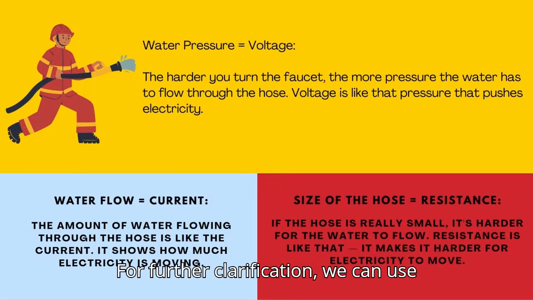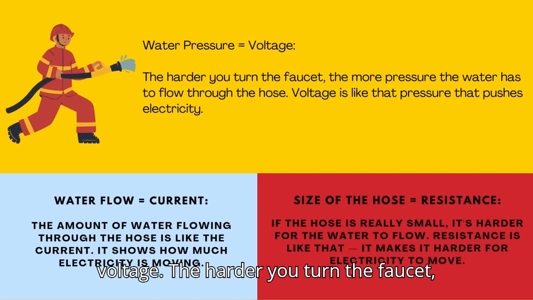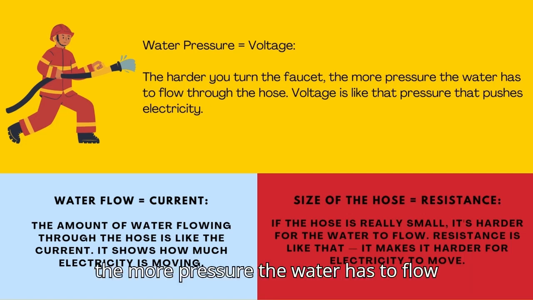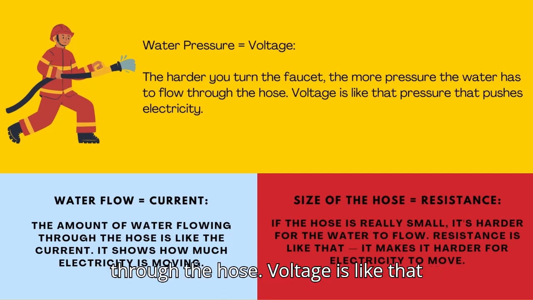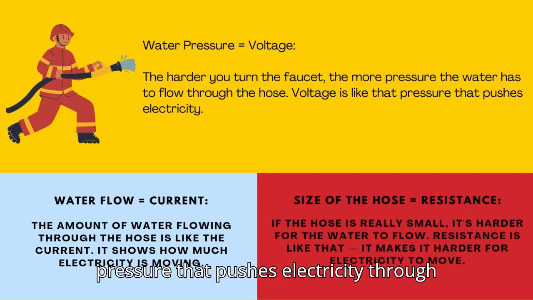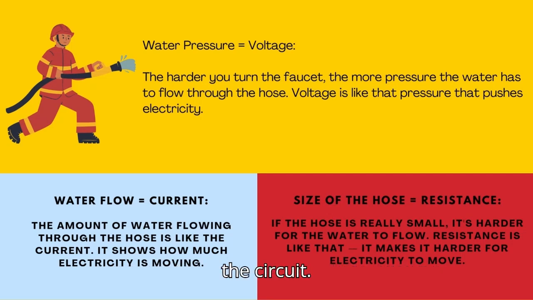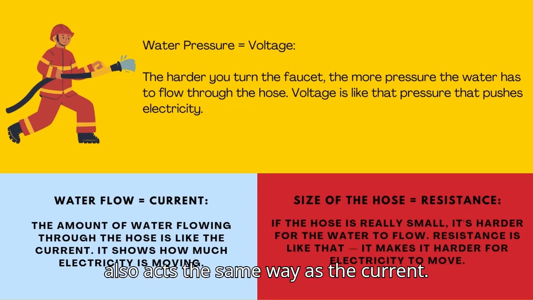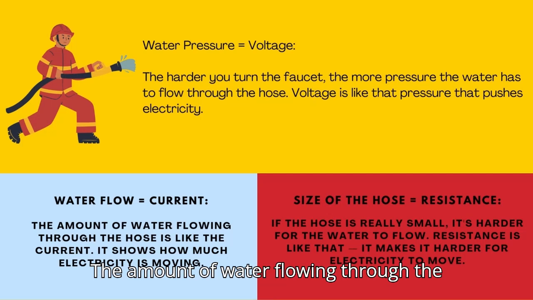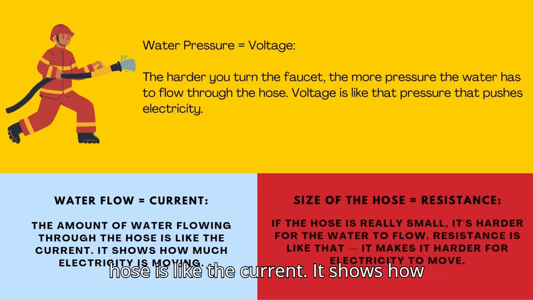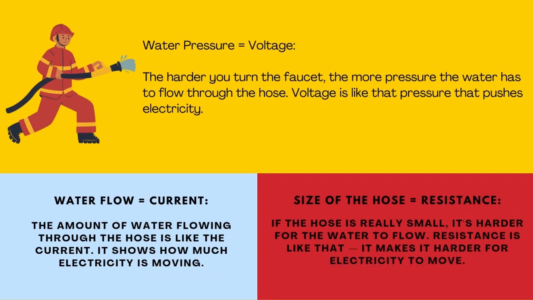For further clarification, we can use the analogy of a water hose. The water pressure acts like voltage. The harder you turn the faucet, the more pressure the water has to flow through the hose. Voltage is like that pressure that pushes electricity through the circuit. As for the water flow, it acts the same way as the current. The amount of water flowing through the hose is like the current. It shows how much electricity is moving.